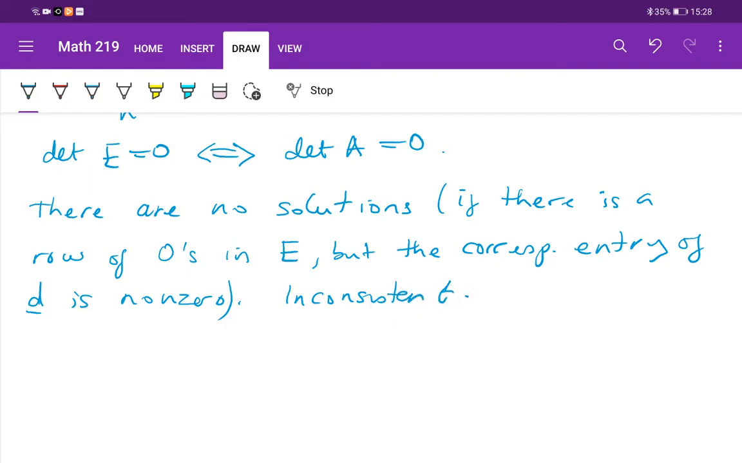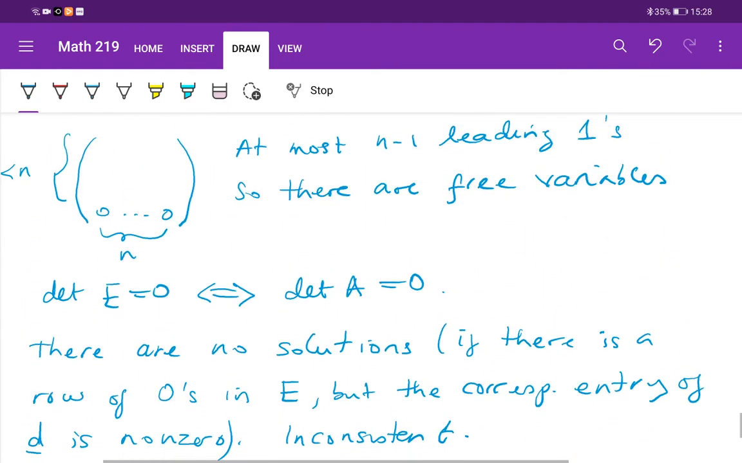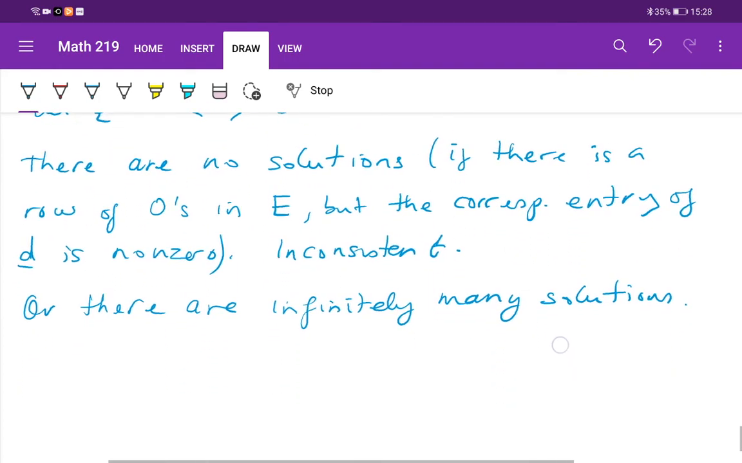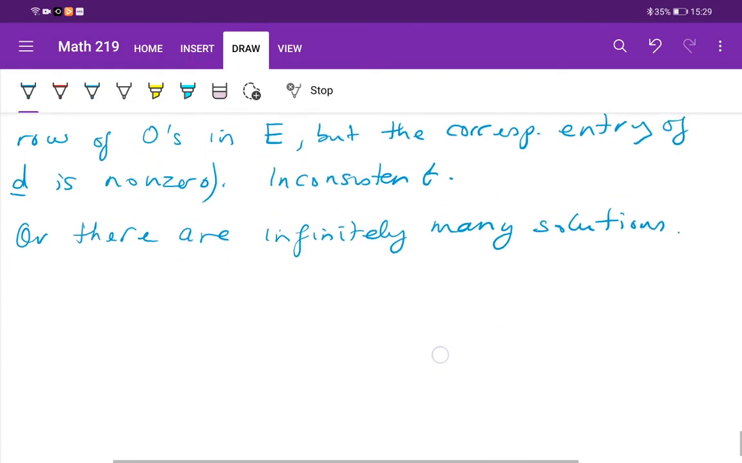If that is not the case, then it turns out that there are infinitely many solutions. There are infinitely many solutions because there is a free variable. The variable can be an arbitrary real or complex number, so you have infinitely many solutions.